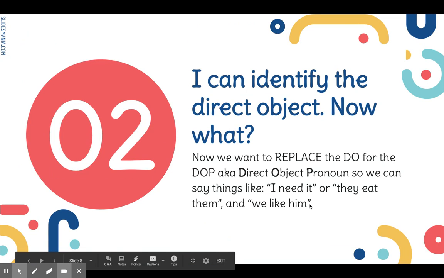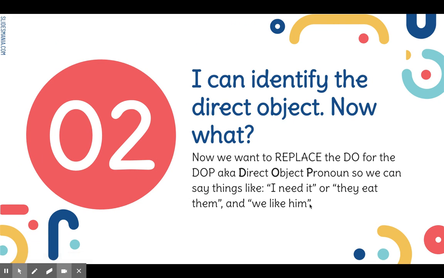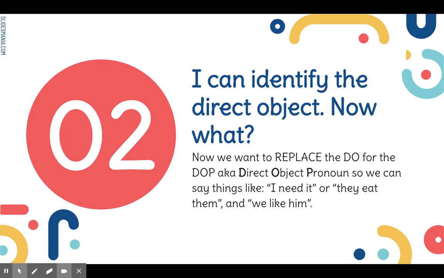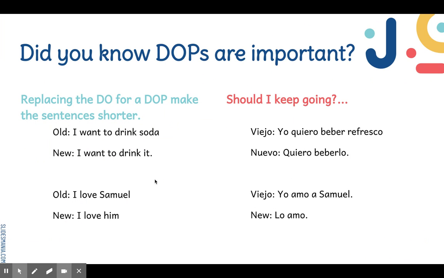Okay. So now that I can identify the direct object, what's the next step? Now we want to replace the DO for a DOP, in other words, your direct object pronoun. So now we can say things like, I need it, or they ate them, we like him. So we don't have to say the long version of sentences anymore. Now we can say the short version of sentences. So this is where I can replace DOs for DOPs. I can replace my direct object for direct object pronoun and make the sentence shorter.